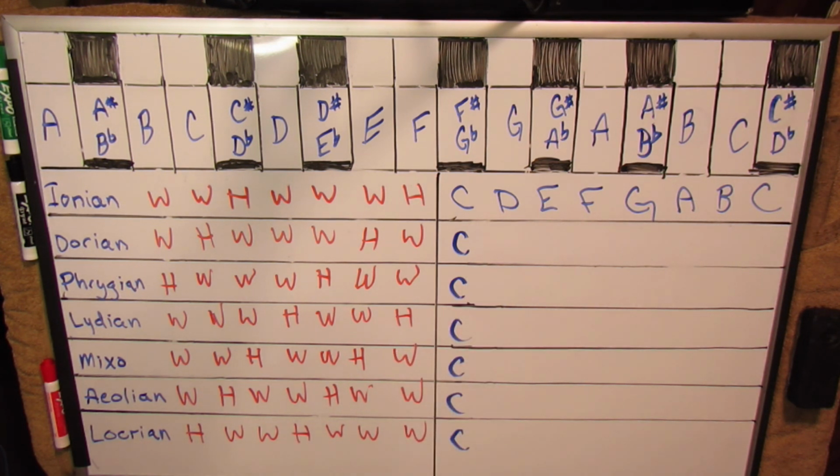So what we want to do is do parallel scales instead of relatives to see what happens to the notes, what makes them different. Because if you start with the same root note, well, you can see different notes are flatted or sharped or lowered or raised.